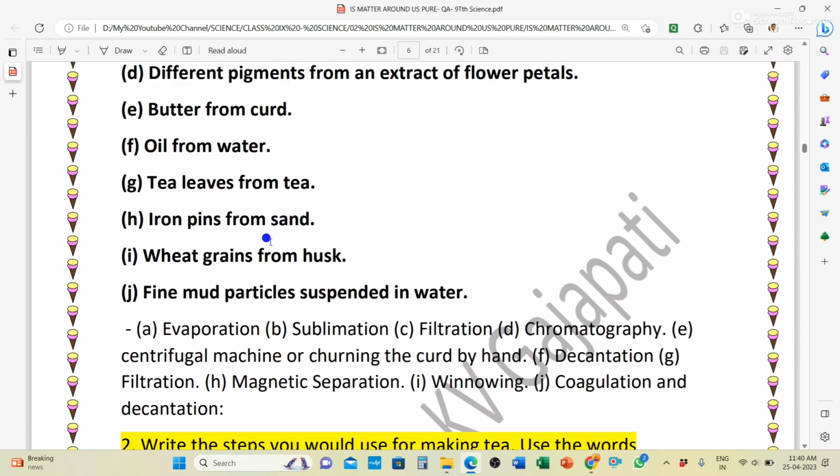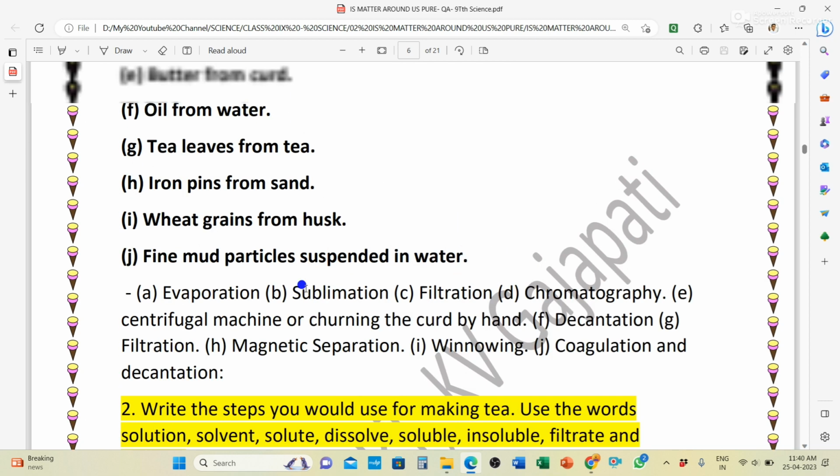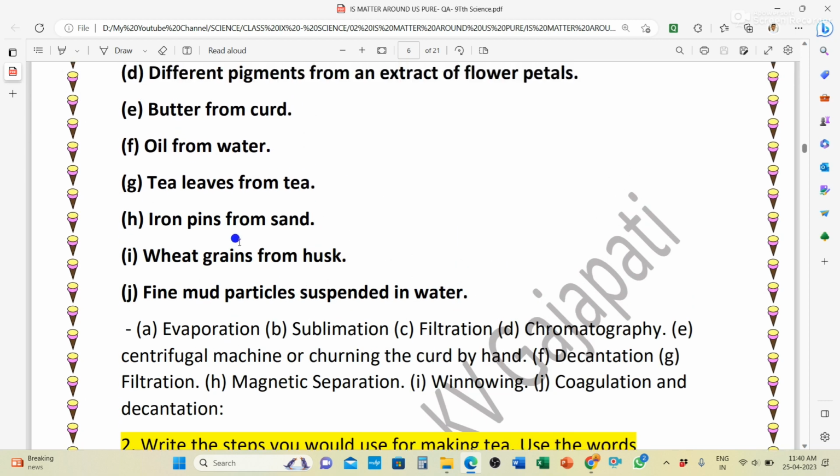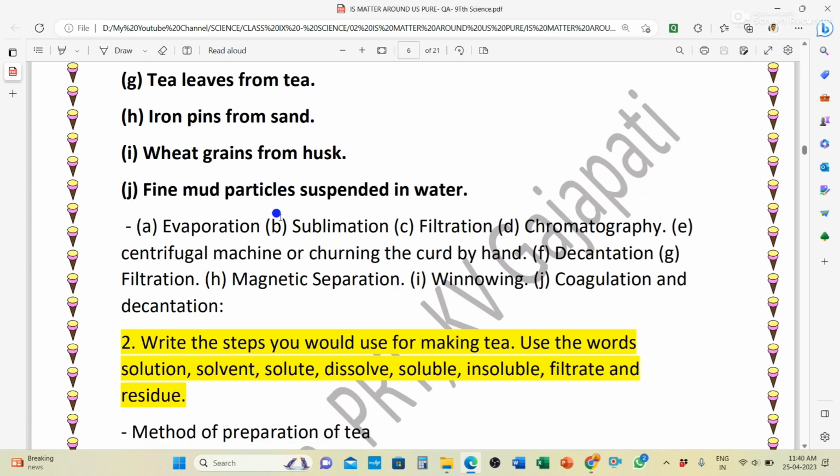Then iron pins from sand, we have to follow magnetic separation. We can use a magnet to separate the iron pins from sand. Then wheat grains from husk, here we have to follow the winnowing method. And fine mud particles suspended in water, we have to follow coagulation and decantation method.